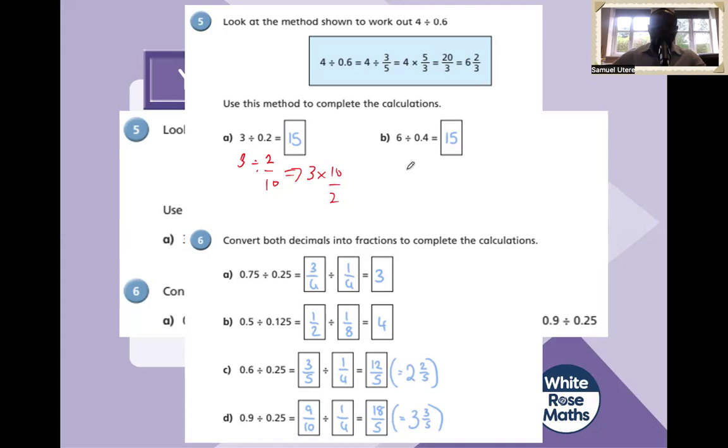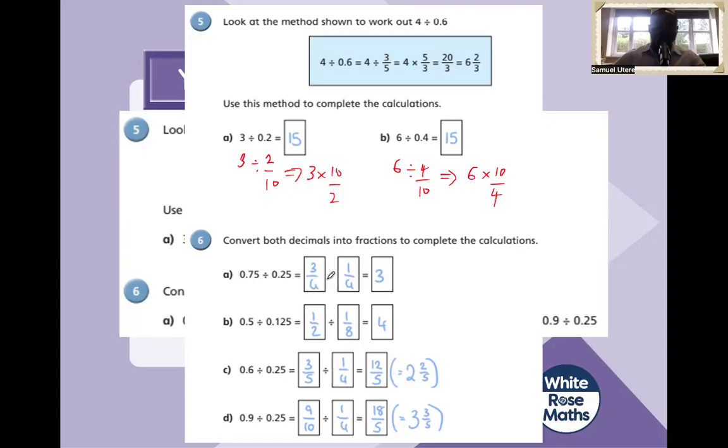This is the same thing as 6 divided by 4 over 10. And then it's the same thing as, remember, to divide by a fraction is the same thing as multiplying by the reciprocal. So this becomes 6 times 10 over 4. Of course, 60 divided by 4 will be 15. And it's the same approach that's being used here. So you were asked to convert both decimals into fractions to complete the calculations. So by now you should remember the equivalent fractions of these decimals, because we've worked with them in year 7. And these should be your answers.